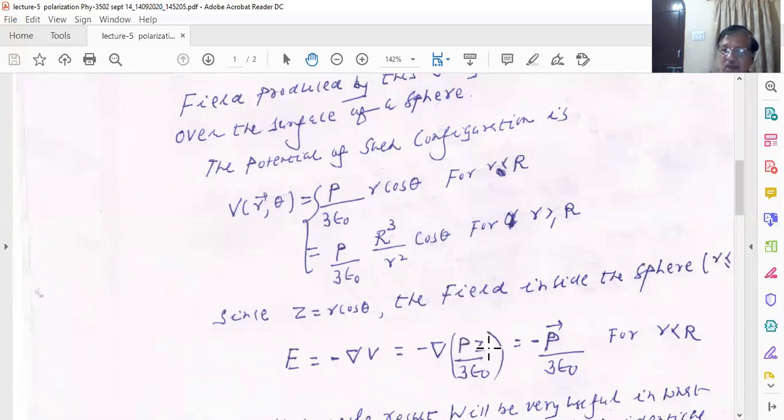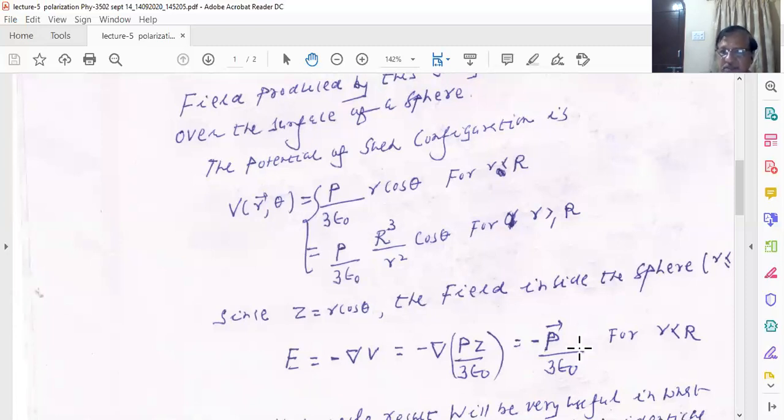But since your operand is only z dependent, differentiation with respect to x and differentiation with respect to y will be 0, and differentiation of z with respect to z is 1. So you will get minus P divided by 3 epsilon 0. This is the electric field, which I write in a scalar form, but if you write it in vector form, the electric field E will be equal to minus P upon 3 epsilon 0 in the direction of vector k. Here there will be a unit vector k.